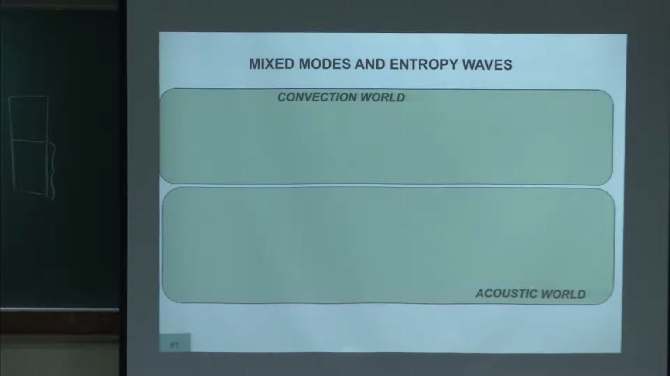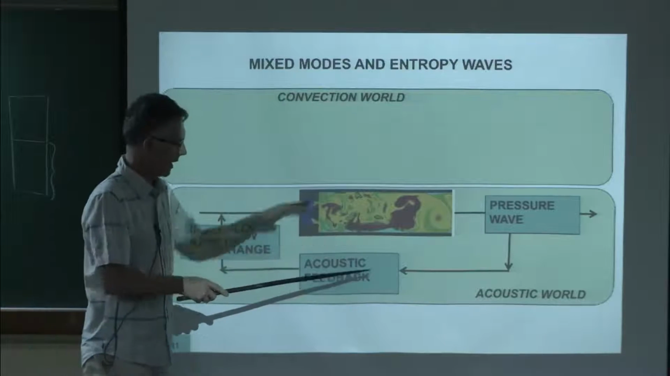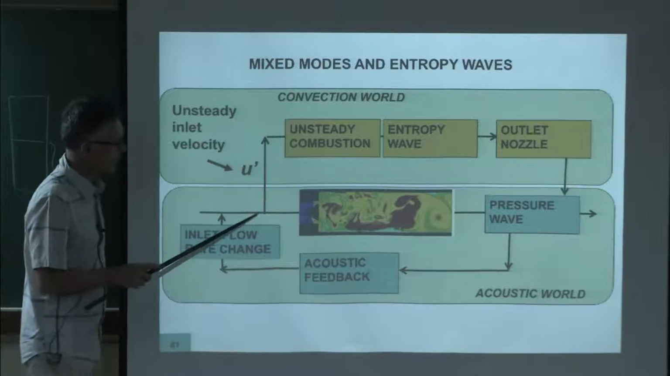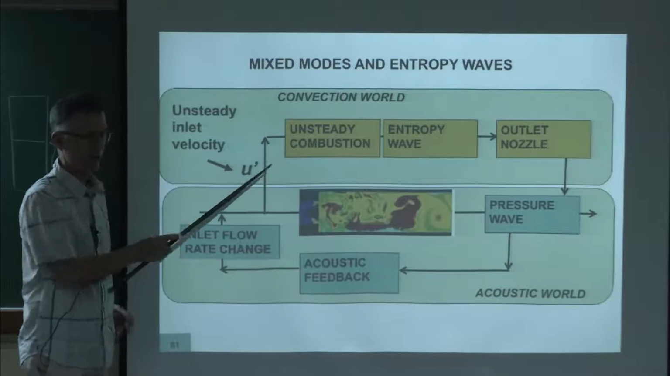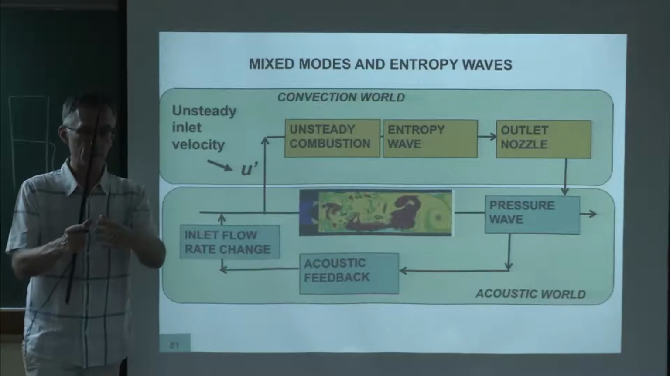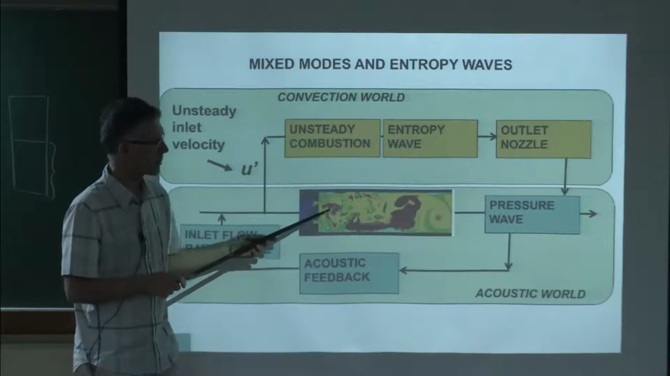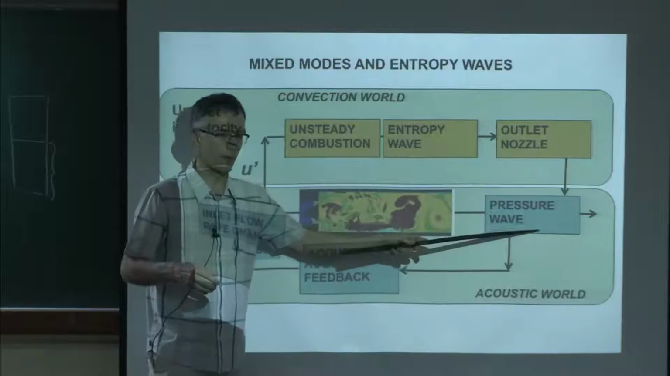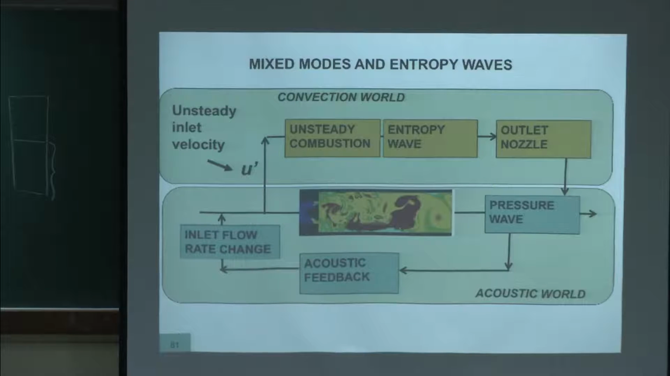Why? Because for these mixed modes, you have a new mechanism. This is the same box as before. Acoustic is the same, but now you can have a different mechanism here. Imagine you create a perturbation of velocity, that will create an unsteady combustion. But unsteady combustion really means that for a moment you may have warmer gases produced or less hot gases, so that will be an entropy wave. This entropy wave will travel very quietly in the chamber, and then it will reach the outlet nozzle, it will make noise. This noise will come back, and then there's a new loop, which we call mixed modes, which creates a new mechanism for combustion instabilities.